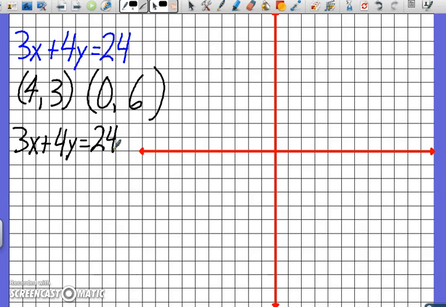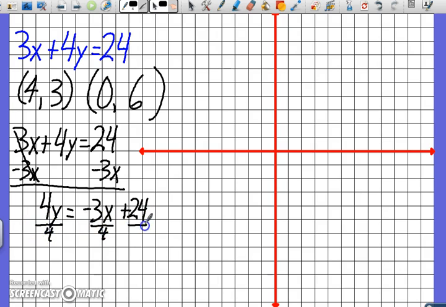Probably what most of you are most accustomed to is we could just solve this. We could get it to where it says y equals. So we've got this 3x here, so we need to subtract 3x from both sides, just because we always do the opposite. That leaves us with 4y equals 24 minus 3x. We can't take away x's from constants, so we just write it. The x comes first, the negative 3x, and that's a positive 24.